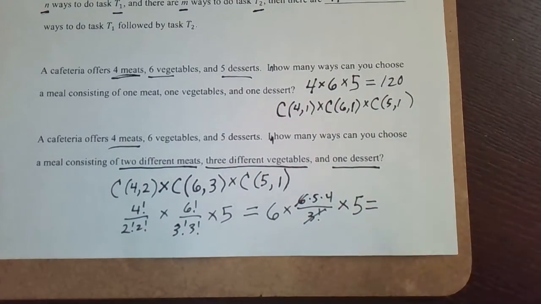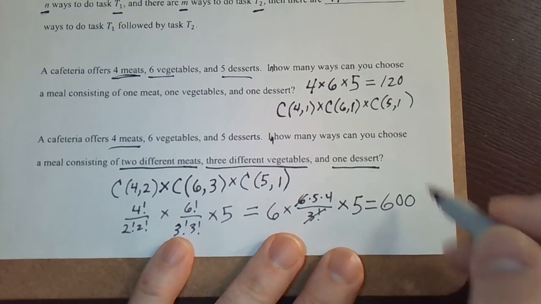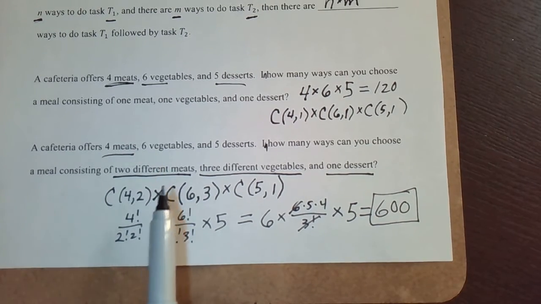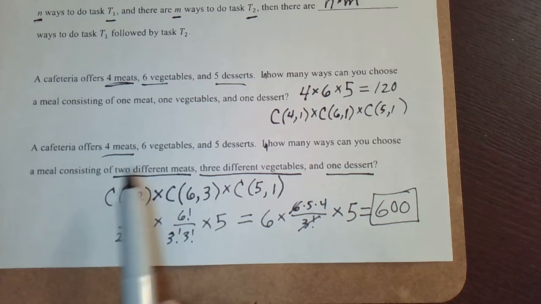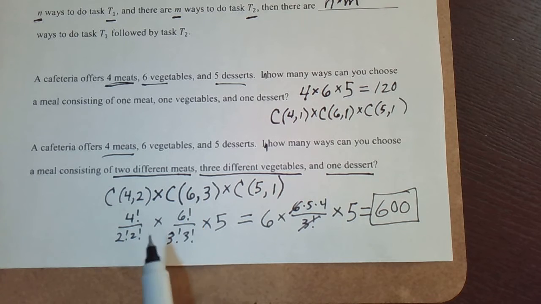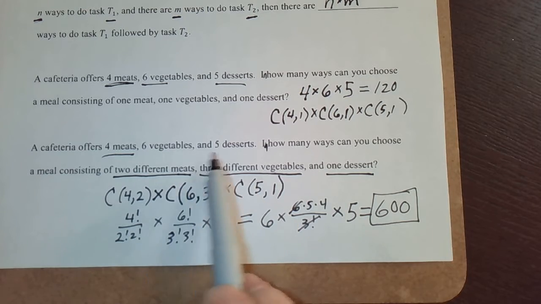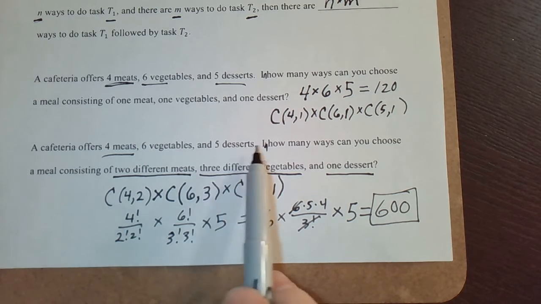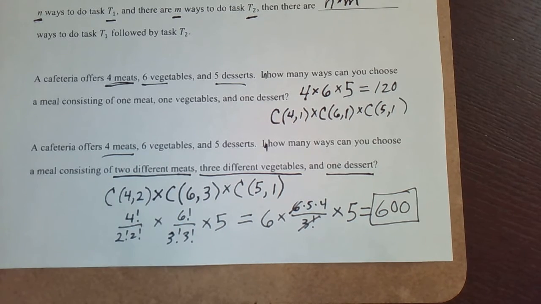So, do we have it yet? This middle term is 20, 5 times 4. And then we have 6 times 5 is 30. 30 times 20 is 600. So when you allow more freedoms, allow people to choose more than one thing, 2 different meats, 3 different vegetables, well, only one dessert, it really increases the number of possibilities. So you could say in this scenario, there are 600 different meals that you can make with just these 4 meats, 6 vegetables, 5 desserts, where you're selecting 2, 3, and 1, respectively.